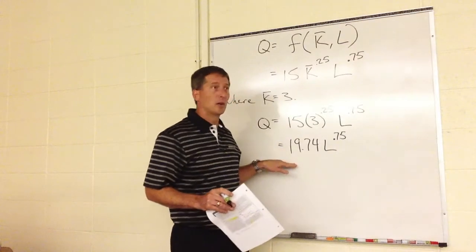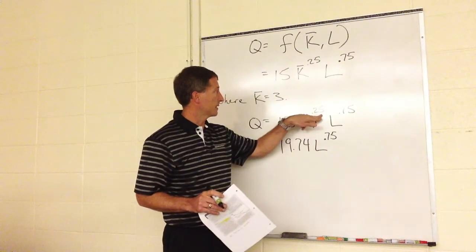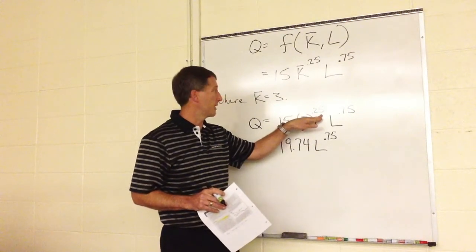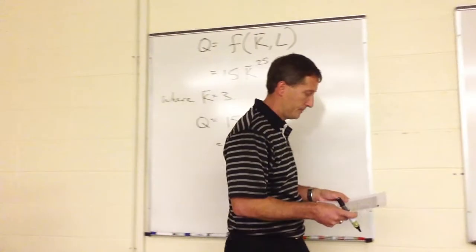All right, so you should get down to 19. Everybody get this part all right? 3 raised to the 0.25 power times 15, 19.74.